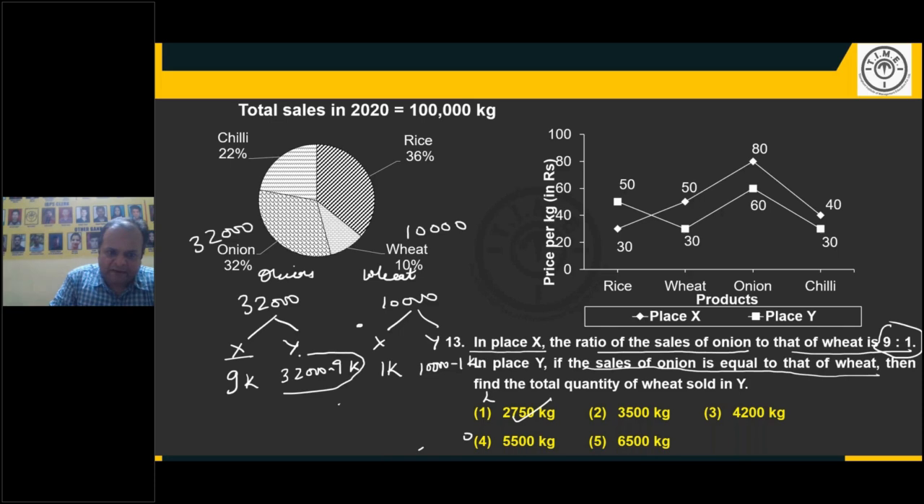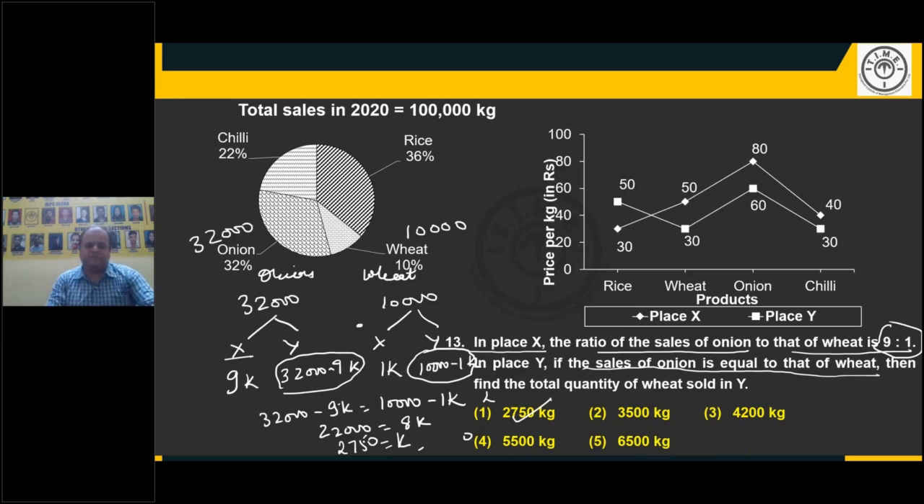Now these two values have been given to be equal. So can we say 32,000 minus 9K is equal to 10,000 minus 1K? So from here we get 22,000 is equal to 8K, and K ka value comes out to be 2750. This is the solution. So now it is more clear, I guess.